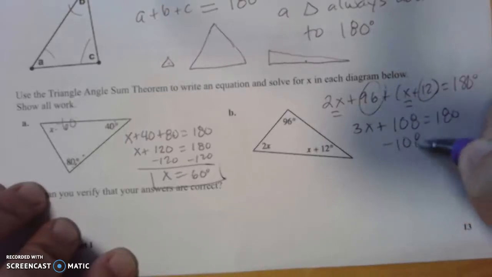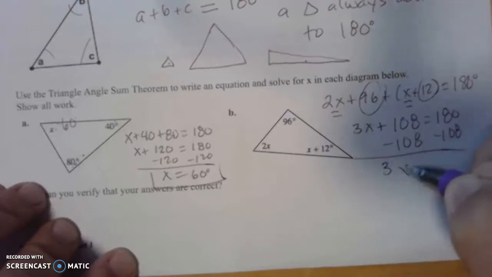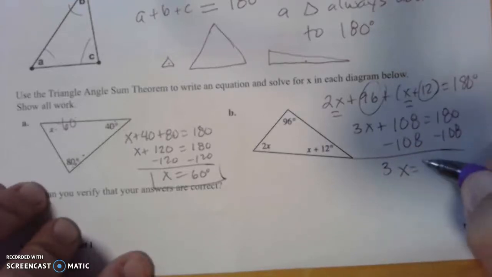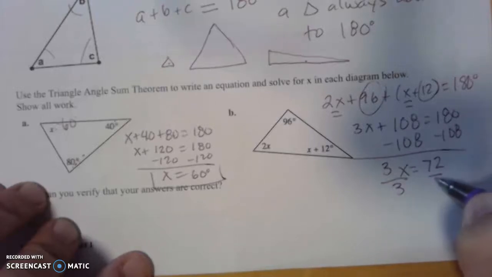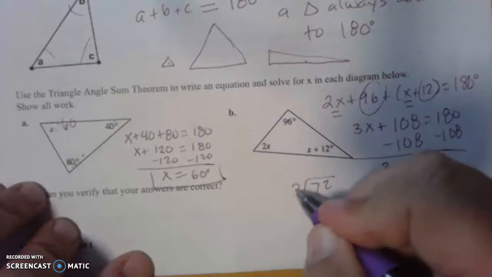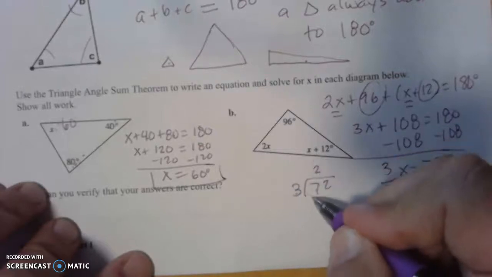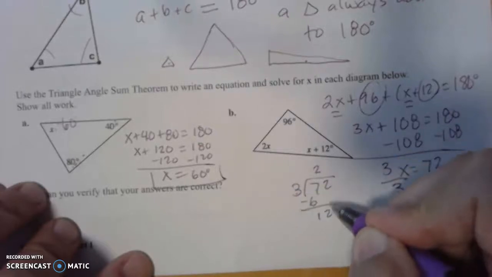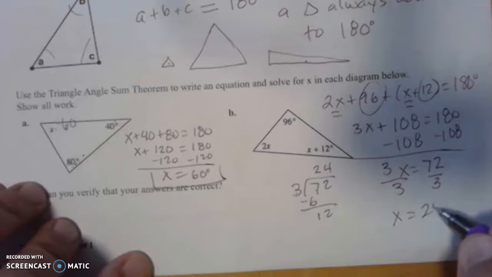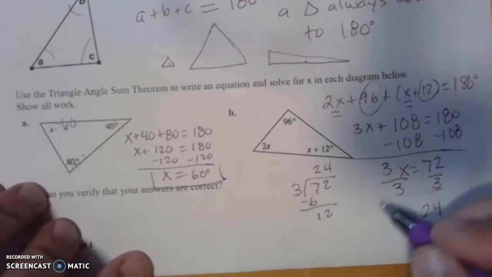So if I subtract 108 from both sides, because our goal is to isolate the variable, you're going to get 3x equals 72, okay? Divide by 3, and x equals 72 divided by 3. That goes in there twice. 12, that goes in there 4 times. So x equals 24, okay?